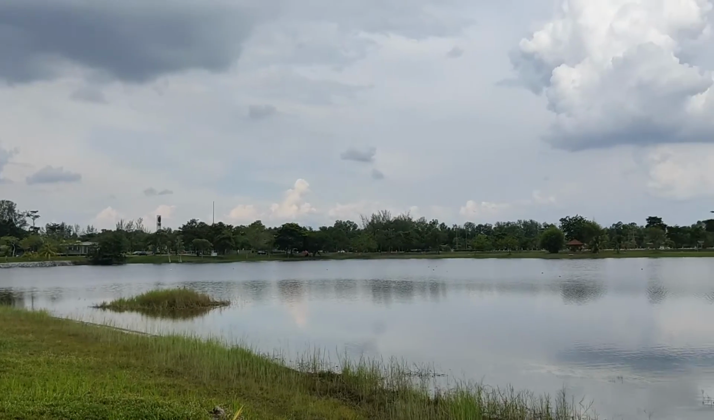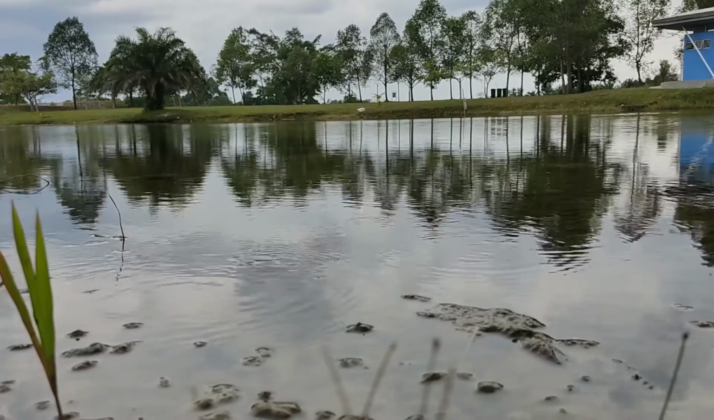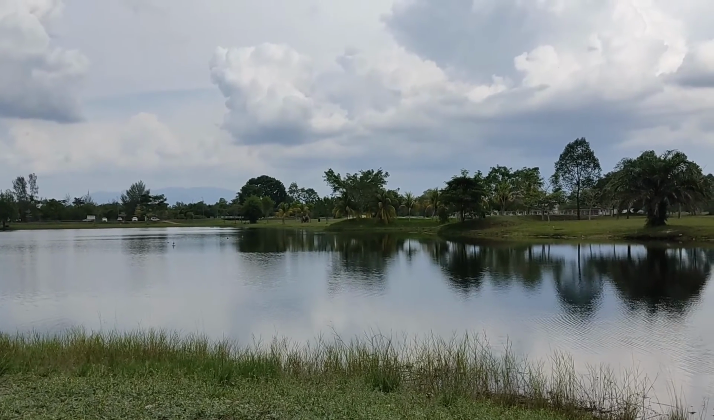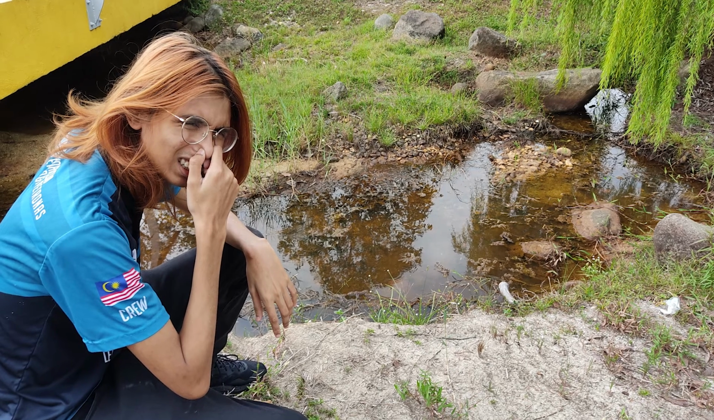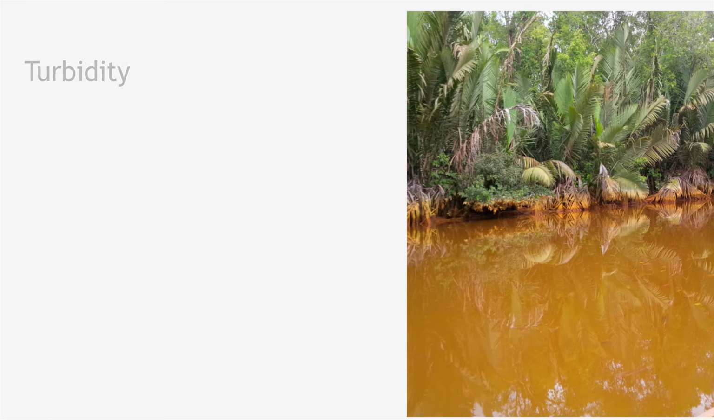Lakes are some of the most beautiful natural formations, hosting a variety of wildlife and some boasting crystal clear water. But unfortunately, most lakes in Malaysia look like this, with water more reminiscent of teh o or teh tarik than mineral water. This water has high turbidity.